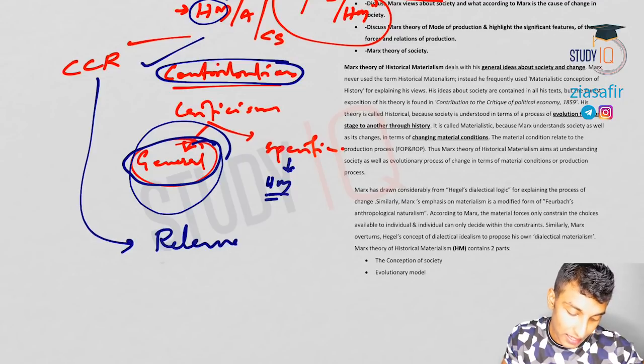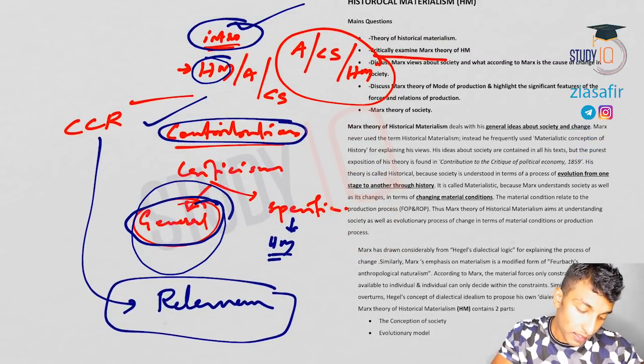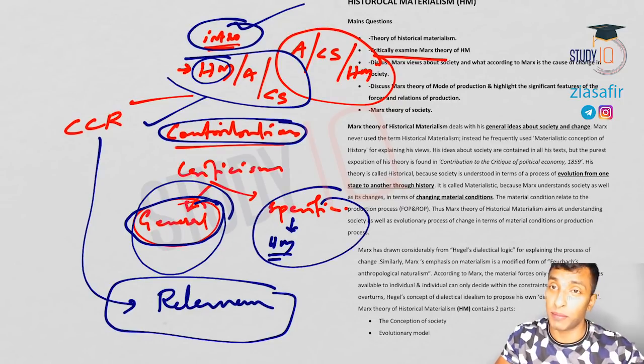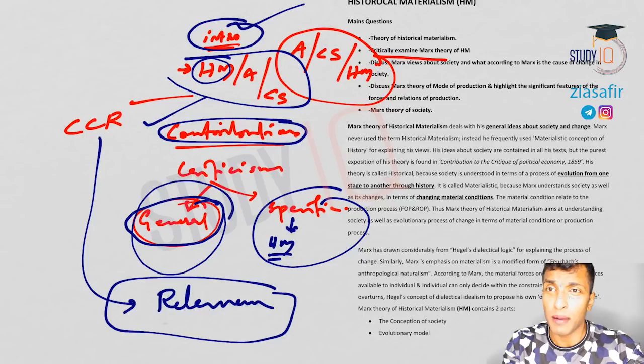This will also be common. So what is the only changing part here? The theory and the specific criticism. Introduction is common irrespective of the theory, contribution is common irrespective of the theory, general criticism is common, and relevance is also common. Relevance: Marx is relevant.